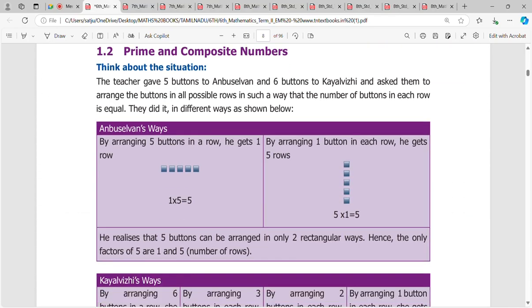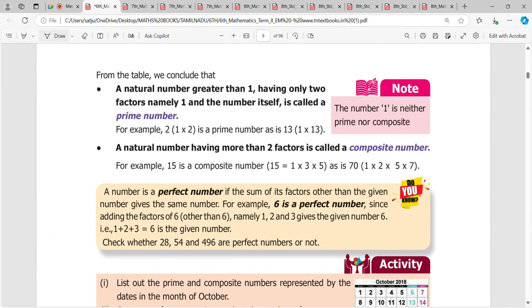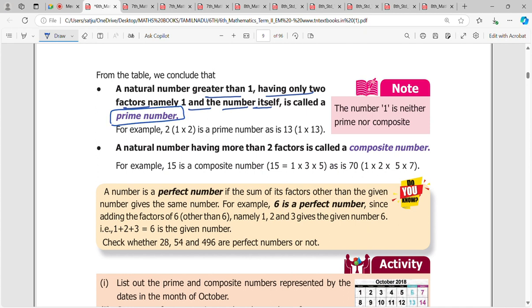See your prime number concept and definition they are giving you here. Check here. A natural number greater than 1 having only 2 factors, 1 and the number itself, is called a prime number. And one more thing you need to note, that 1 is neither a prime number nor a composite number. You should not consider this one. So here let us take 7. 7 has 2 factors, 1 and itself 7. Namely 1 and the number itself, that is nothing but the prime.